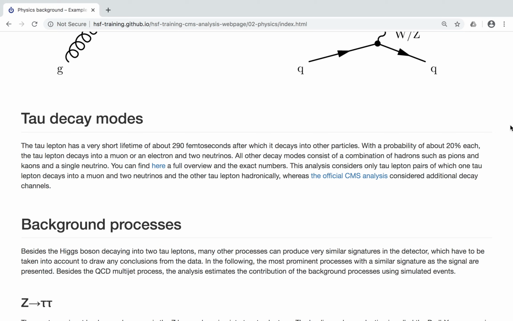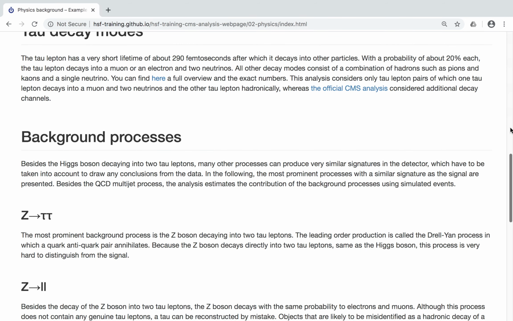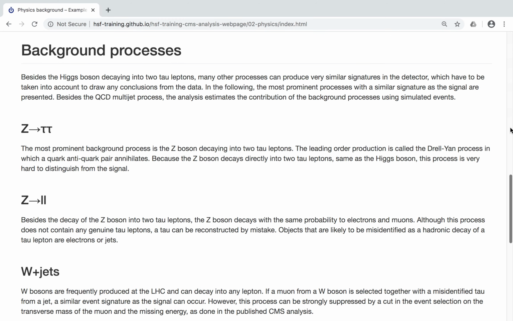So that is how we would produce and then see the decay of a Higgs boson. But there are other processes that can produce muons and produce jets. So our background processes. Many processes can produce very similar signatures, like I said, muons and jets. So we need to take this into account when drawing conclusions.